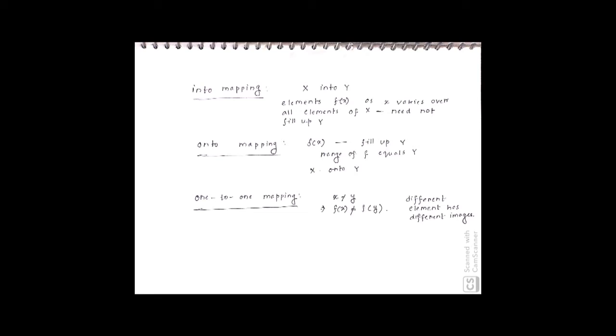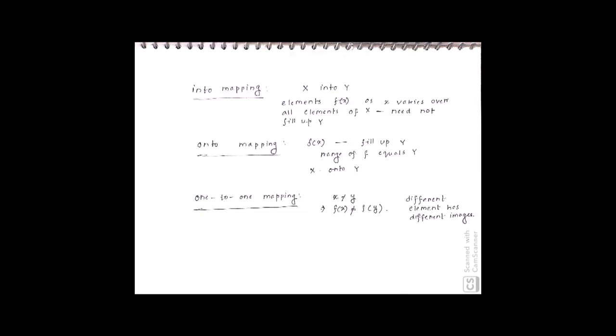I am repeating again. When you call a function f a mapping of X into Y, we mean to suggest by this that the elements f of x, as x varies over all the elements of the set capital X, need not fill up the set capital Y. But if it definitely does happen that the range of f equals the set capital Y, or if we specifically want to assume this, then we call f a mapping of capital X onto capital Y.